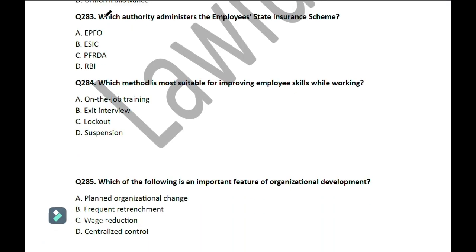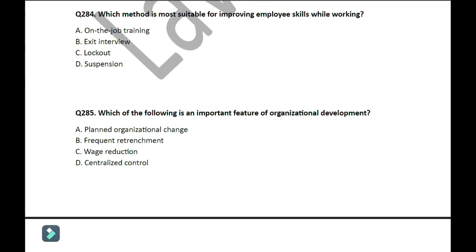So move on to the next question. Question number 283. Which authority administers the Employees' State Insurance scheme? So here the correct answer is ESIC. Move on to the next question. Question number 284. Which method is most suitable for improving employee skill while working? So here the correct answer is option A, on the job training.